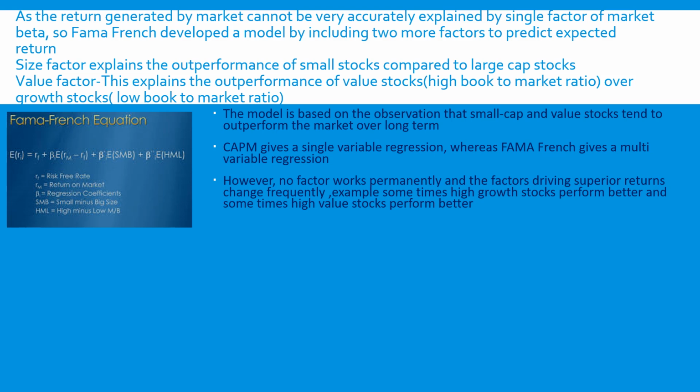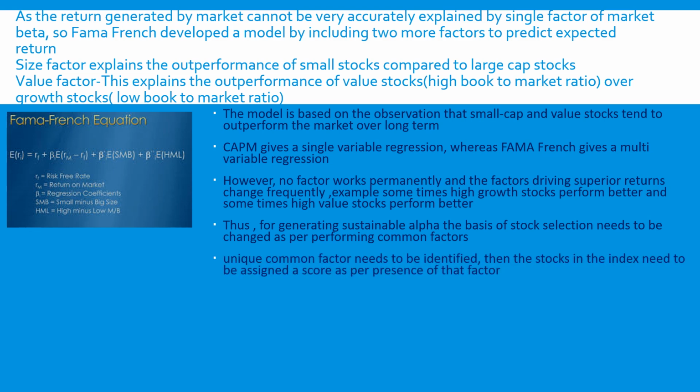However, no factor works permanently and the factors driving superior returns change frequently. For example, sometimes high growth stocks perform better and sometimes high value stocks perform better. Thus, for generating sustainable alpha, the basis of stock selection needs to be changed as per the performing common factors. A unique common factor needs to be identified. Then the stocks in the index need to be assigned a score as per the presence of that factor.